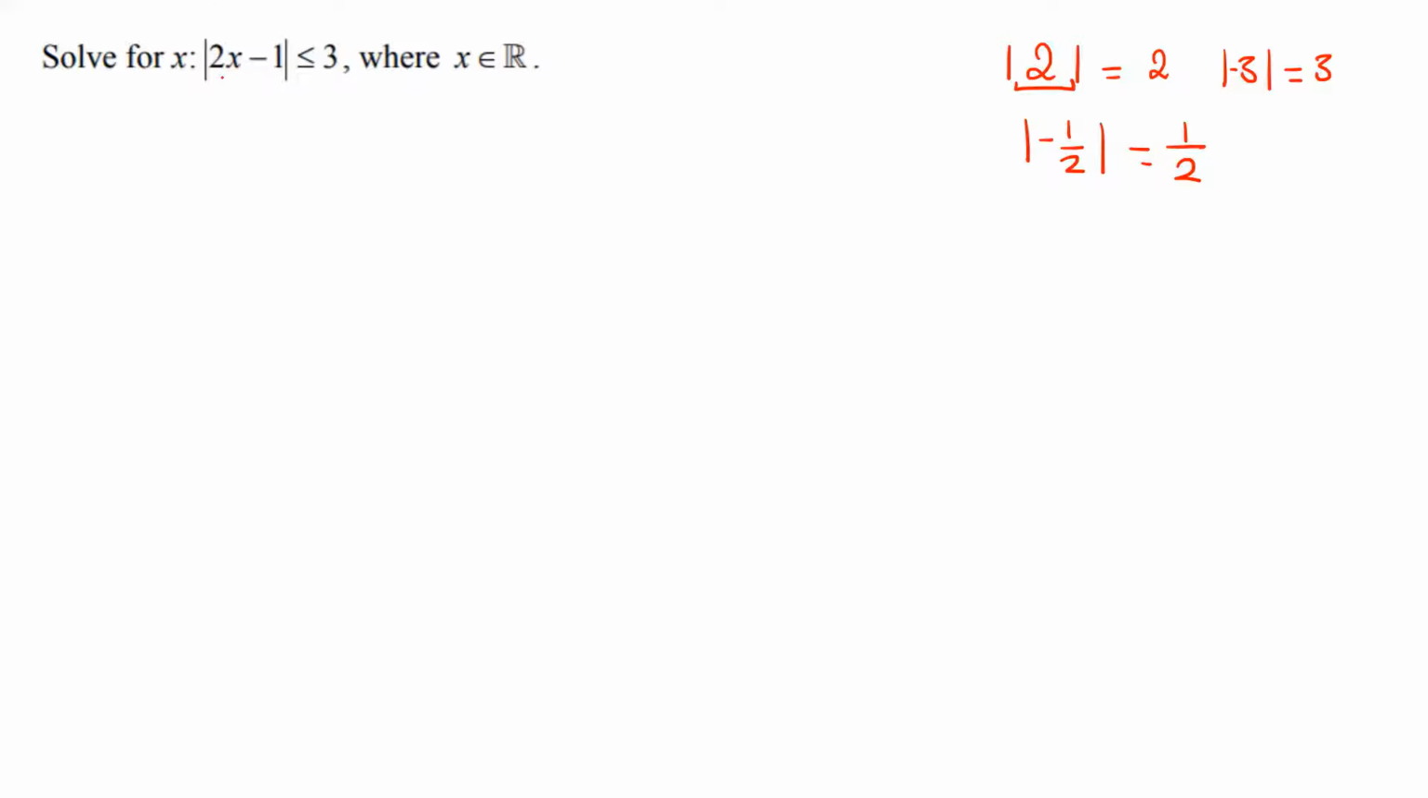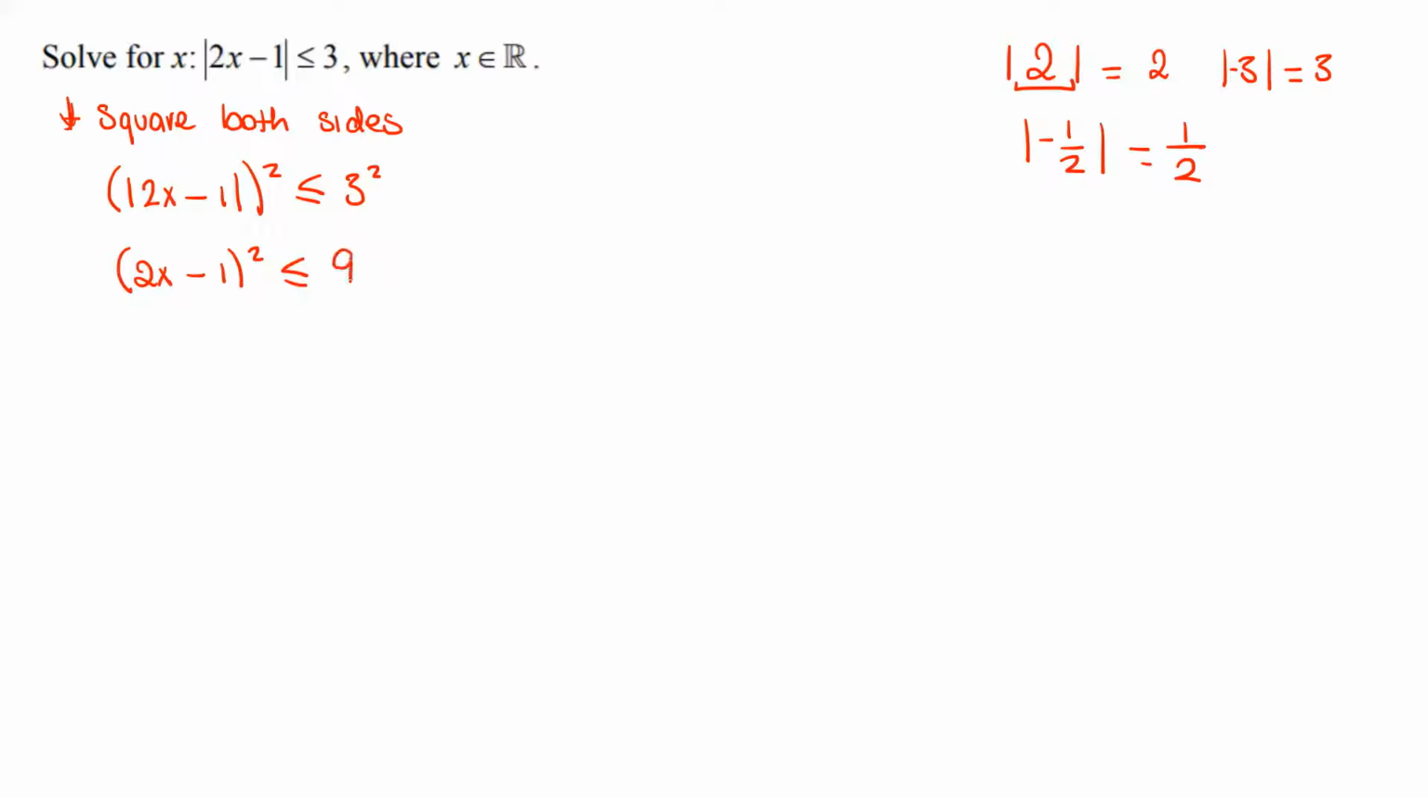When we have an equation that has a modulus and we have to solve for x, the trick is to square both sides. So if we do that in this case, we're going to have 2x minus 1, all that squared, is less than or equal to 3 squared. Now this modulus completely disappears when we square it, so it's just going to be 2x minus 1 squared is less than or equal to 3 squared, in this case 9.